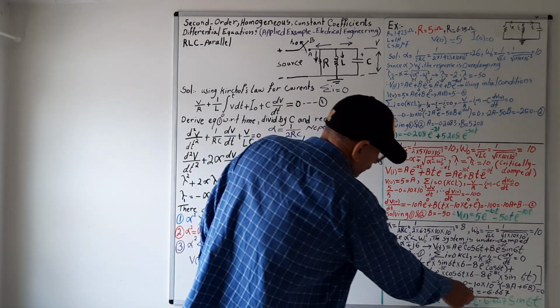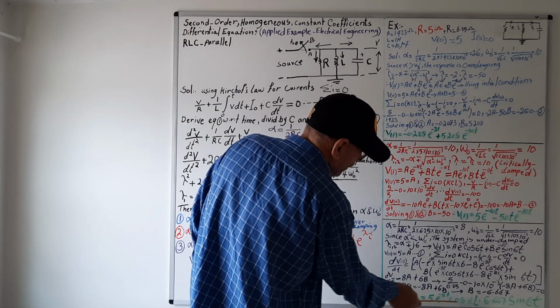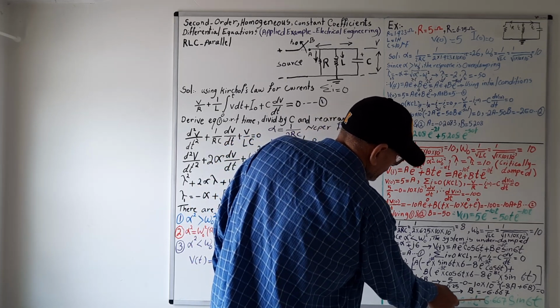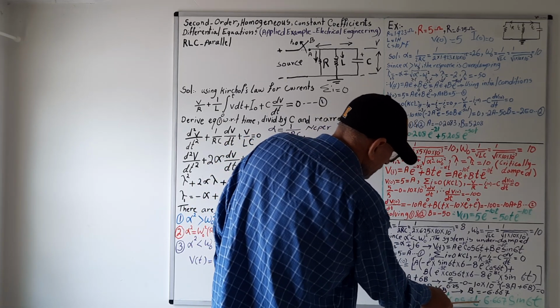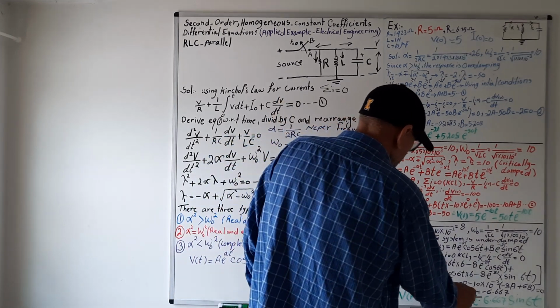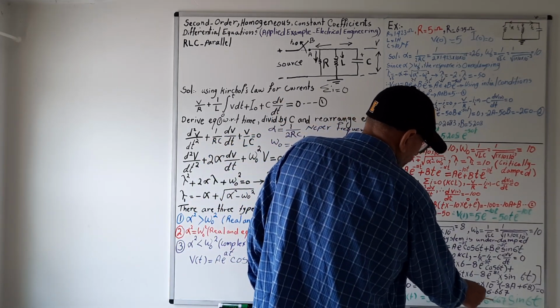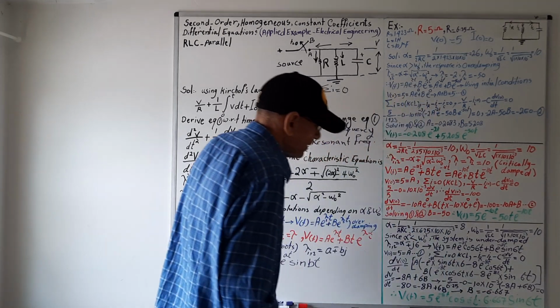And this is our final solution. V of t, we just put A as 5 and B as 6.667.